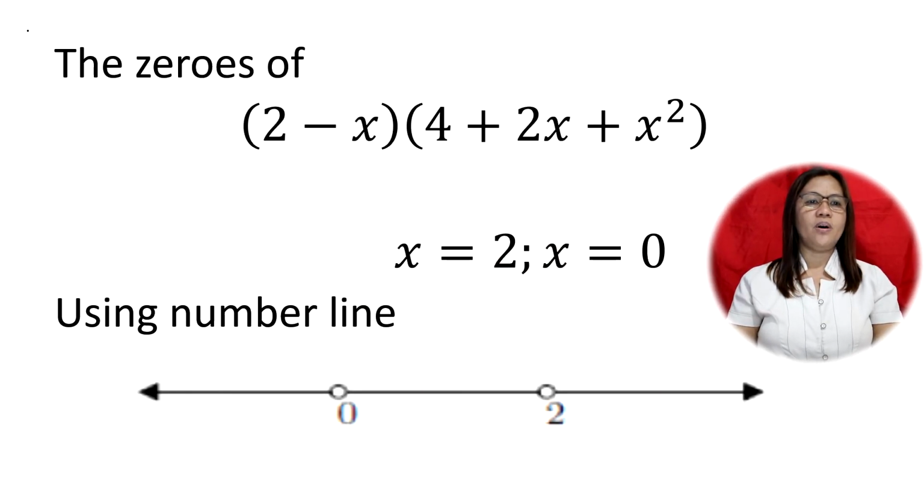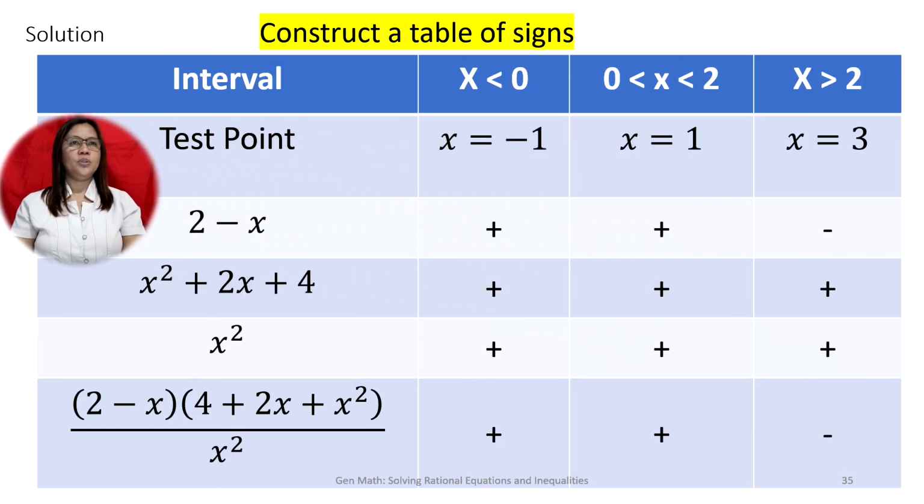The zeros of 2 minus x times x squared plus 2x plus 4 are x equal to 2 and x equal to 0. Using a number line with 0 and 2, construct a table of signs with the interval, test point, 2 minus x, x squared plus 2x plus 4, x squared, and the expression 4 plus 2x plus x squared over x squared, starting with the interval x is less than 0, with the test point of x equal to -1.